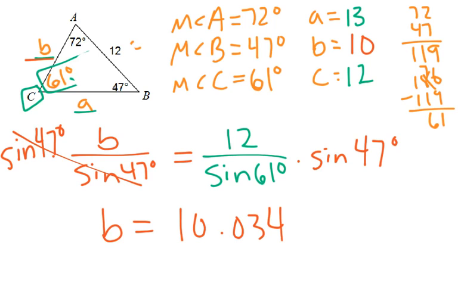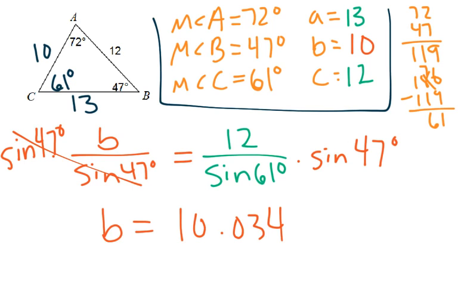So there we go. There's our whole thing. So now if I wanted to, I could have just written this as 13, 10, and 61 degrees. You can just write it in a triangle. You don't have to write this whole thing out if you don't want to. Okay, so that's one way to do it.